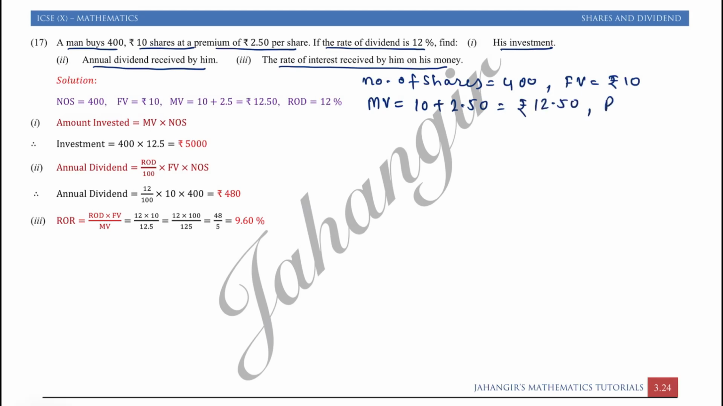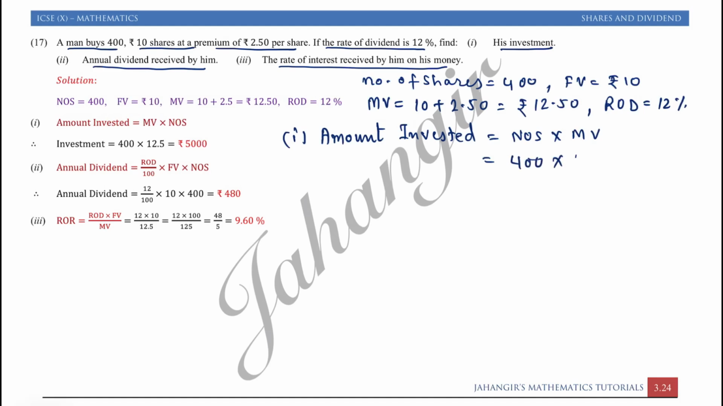Rate of dividend ROD is 12% per annum. So in the first part we have to find its investment. So amount invested is equal to number of shares into market value. So number of shares we have here is 400 into market value is 12.50. So multiplying this you will get rupees 5000.